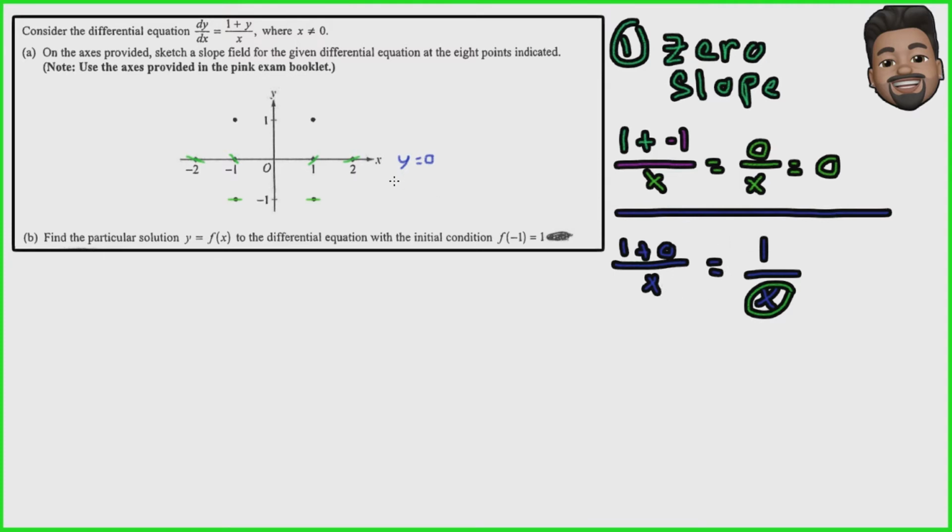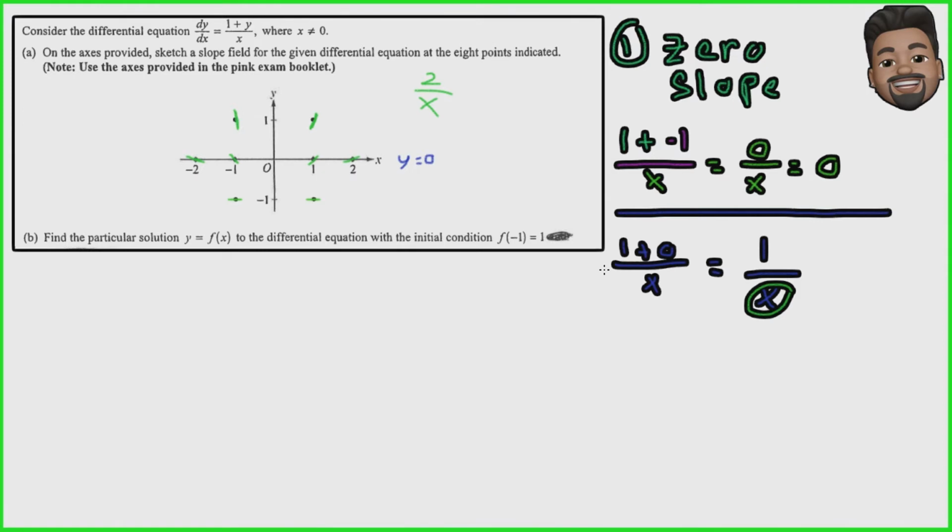Now the only thing to do is plug in y equals 1. So I'm going to do the same thing. The y value is 1. If I plug it in, I'm going to get 2 over x. So all I need to do is plug in my x value. 2 over 1 is 2, so that means the slope is going to be steeper. If I plug in -1, it's -2, so my slope is going to be steeper.